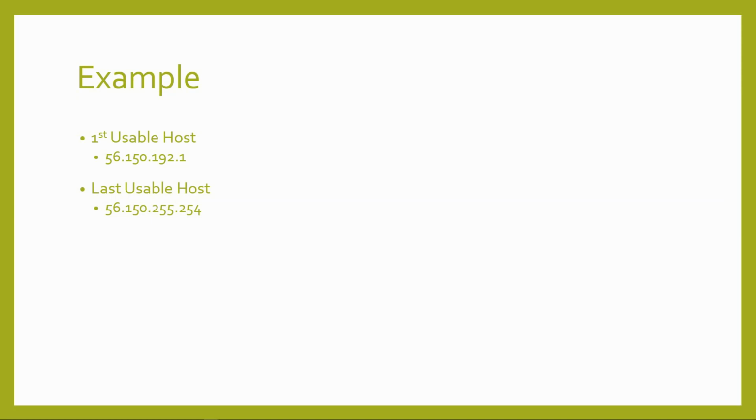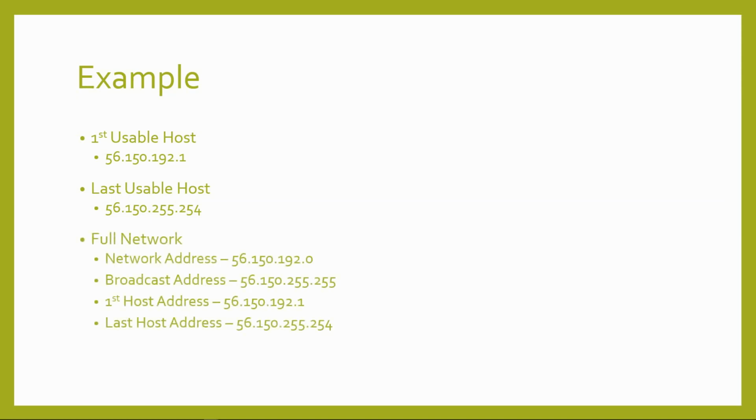So just to review, how do we calculate it? We did all the calculations. We ended up with 56.150.192.0 for the network address, 56.150.255.255 for the broadcast. We have the first usable host as 56.150.192.1, and we have 56.150.255.254. That's basically how you calculate it.